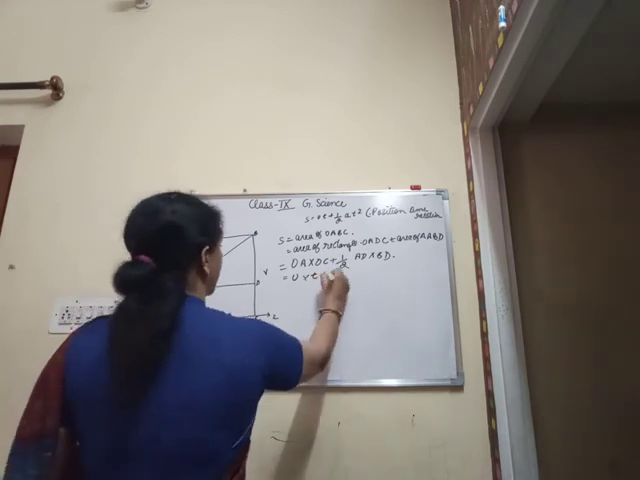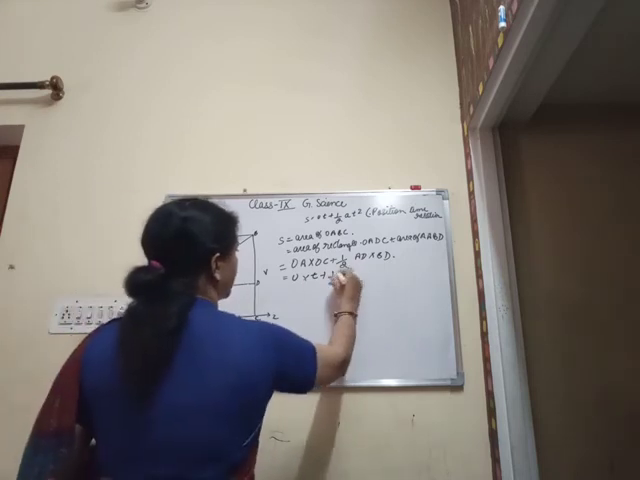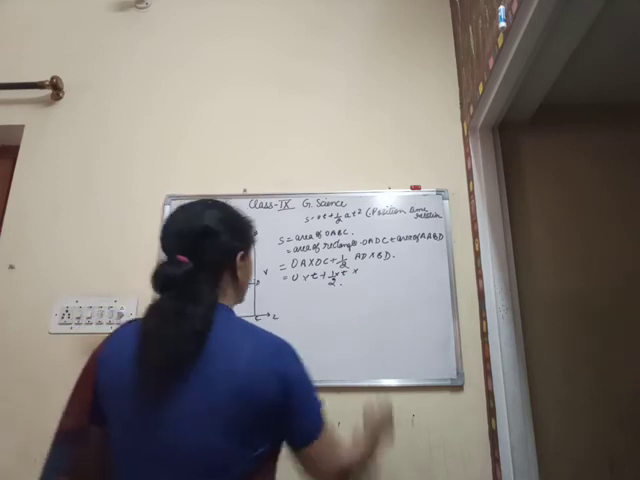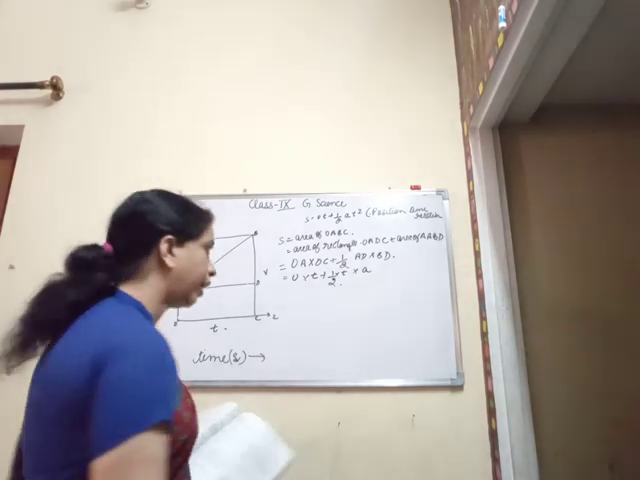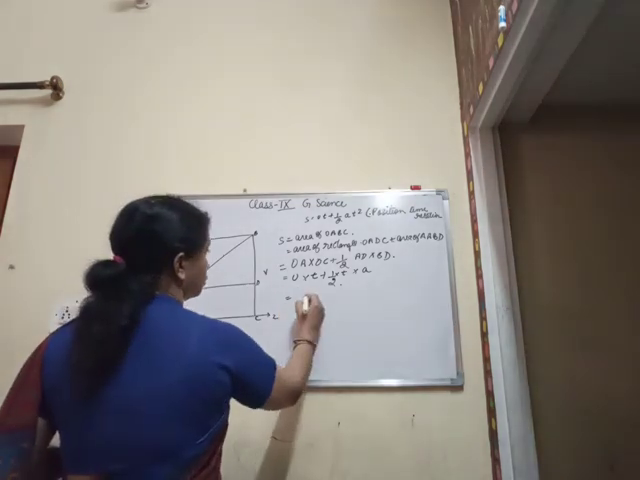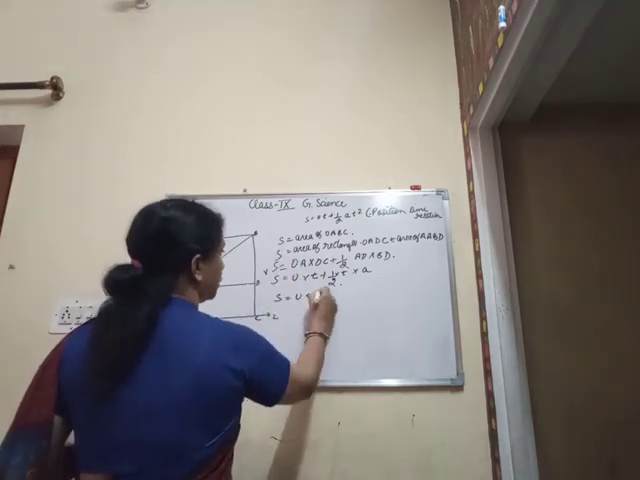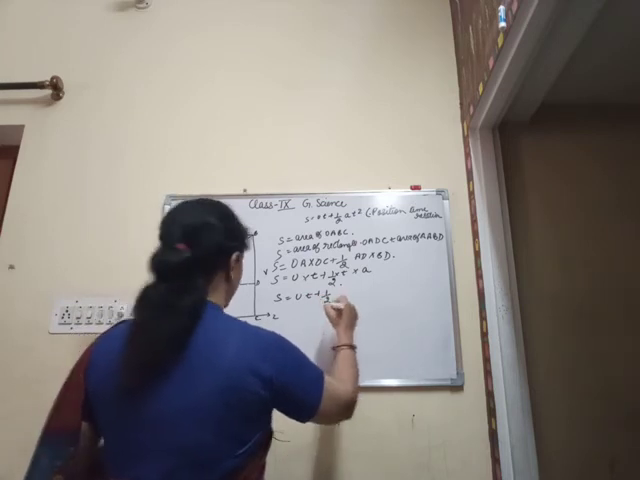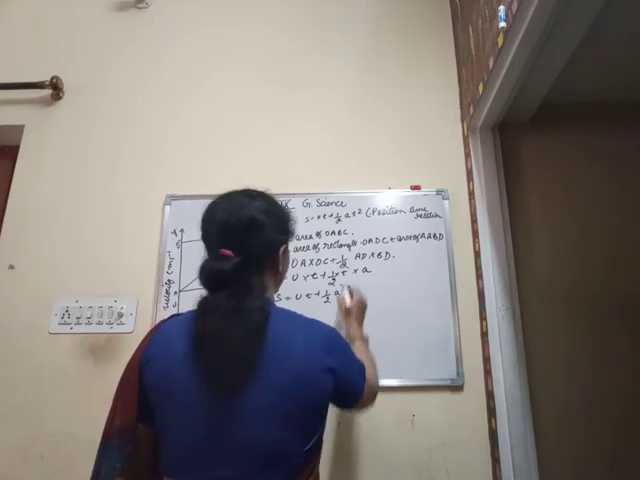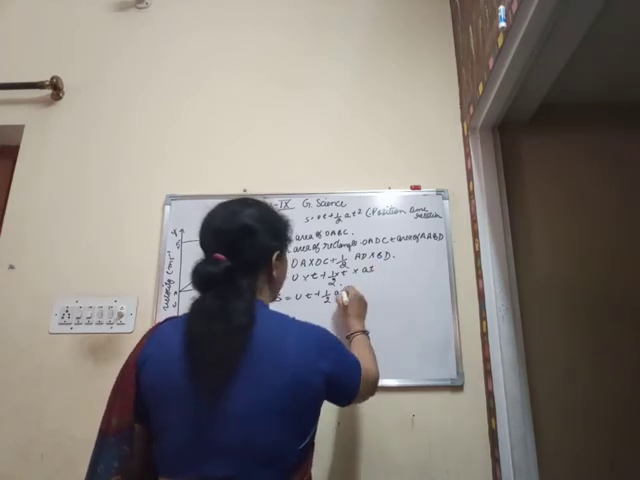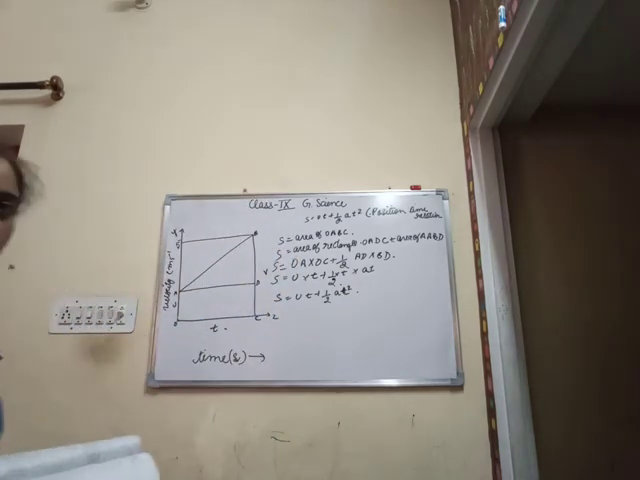Clear? Plus half AD. Again, AD is what? Time. And what is BD? BD is equal to A, as we deduced in our previous equation that BD is equal to A. So summarizing this, S is equal to UT plus half T into AT, so it is half AT square. This is how we have deduced our second equation of motion.